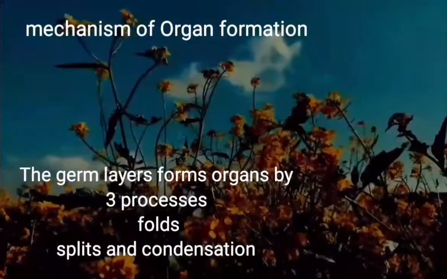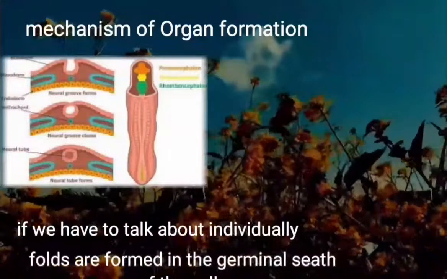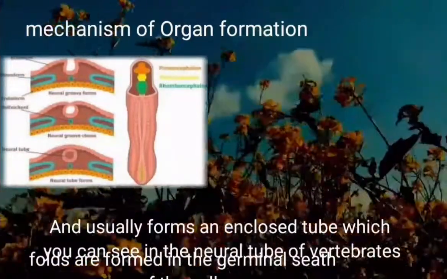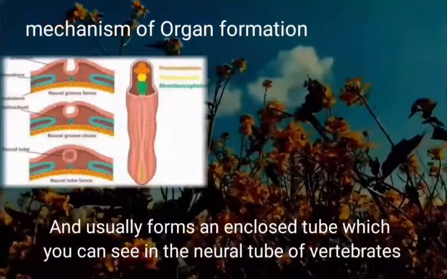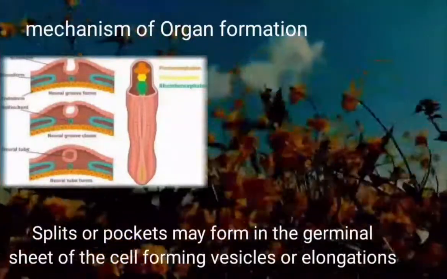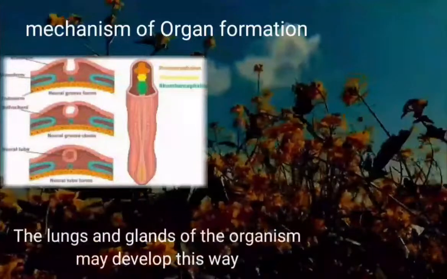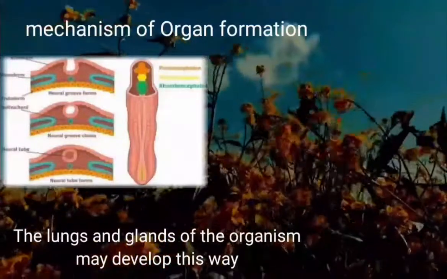If we talk about them individually, then folds are formed in the germinal sheath of the cells and usually form an enclosed tube, which you can see in the neural tube of vertebrates. And splits or pockets may form in the germinal sheath of the cells, forming vesicles or elongations. The lungs and glands of the organism may develop this way.